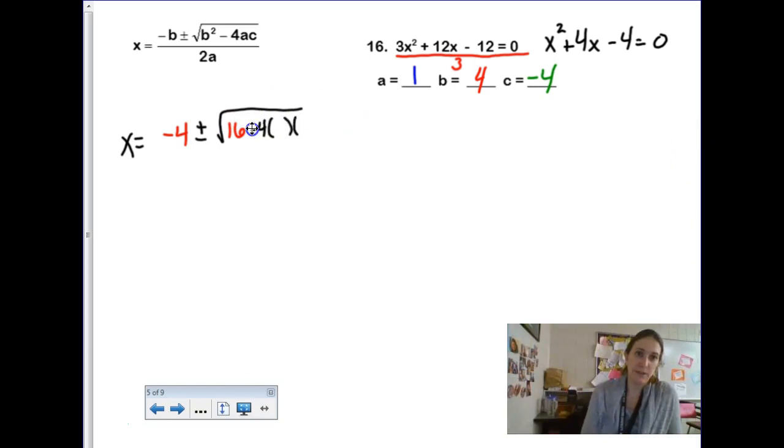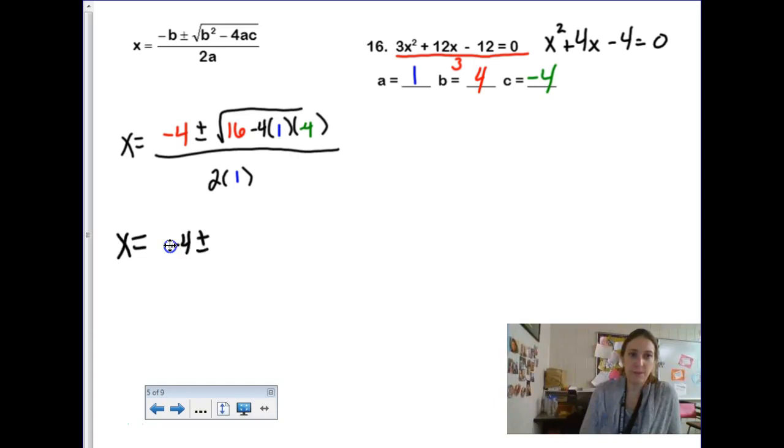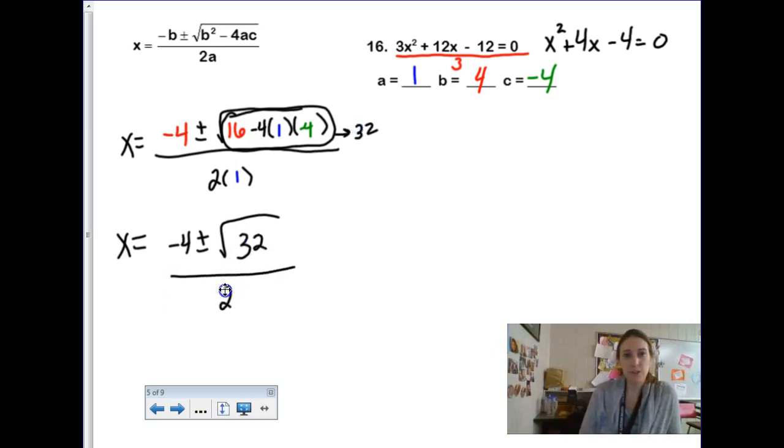Minus 4 times a, which is 1, times c, which is negative 4. And then all of that fraction being divided by 2 times a. So simplifying this in stages, we're going to leave the negative 4, leave the plus or minus, leave the square root symbol. If you could please calculate this discriminant, which is 32. So it still says the square root of 32, and then 2 times 1 is really a 2.